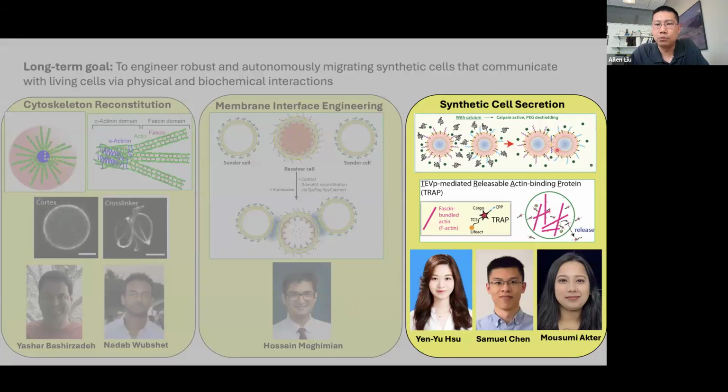Okay, so the last portion of the talk I want to describe our effort in synthetic cell secretion, and I want to highlight two different systems for secretion. One is to use membrane fusion as an idea. So this is two membranes that can fuse together. Second is a relatively new study that we published that basically bridges what we know from before, encapsulating actin inside a vesicle in a secretion system that responds to a protease signal to release the cargo of interest from within the synthetic cells. And this is work done by Yen-Yu, Samuel, and Mushumi.